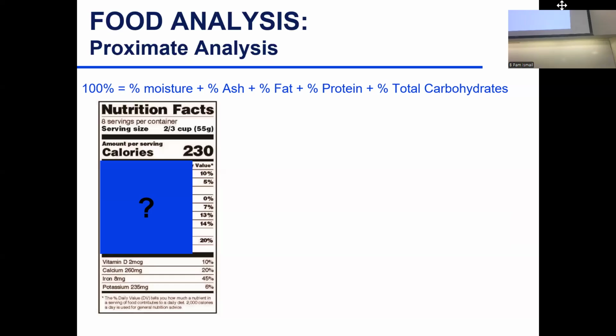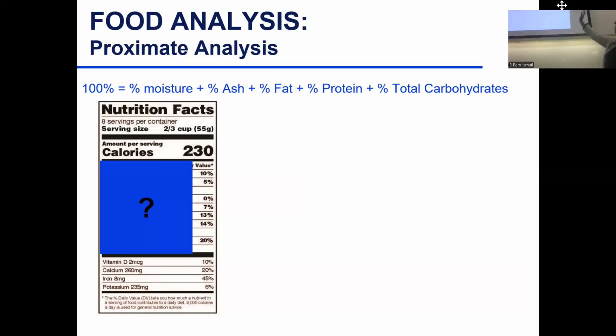And I need this to be a total of 100. So it cannot be 102 or 110 or 120. So what I do is I determine percent moisture, ash, fat, protein, subtract from 100, and then get total carbohydrate. So the total carbohydrate in proximate analysis is really a calculated percent. We do not measure it.